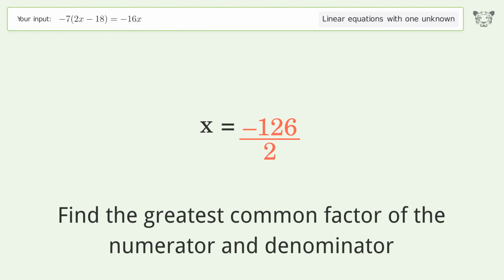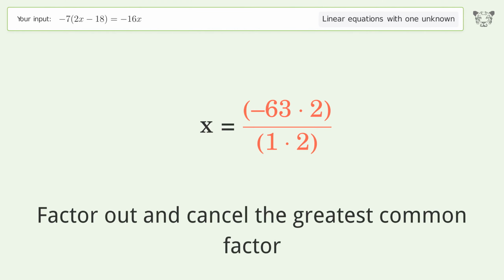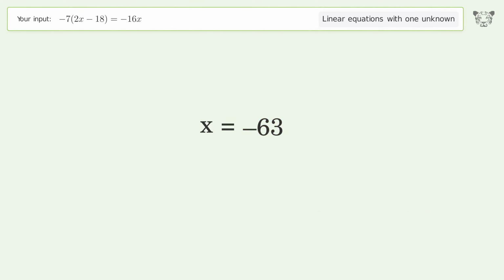Find the greatest common factor of the numerator and denominator. Factor out and cancel the greatest common factor. And so the final result is x equals -63.